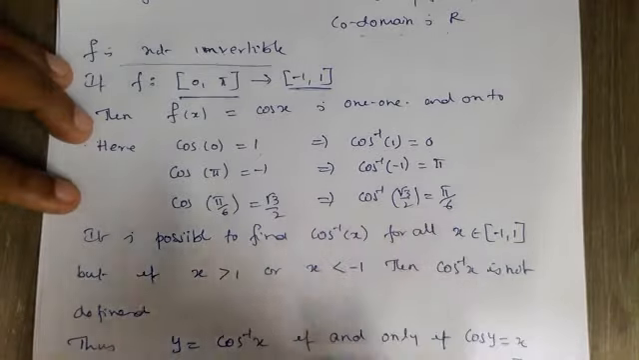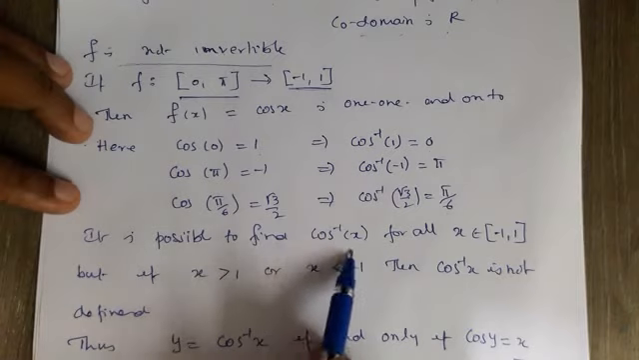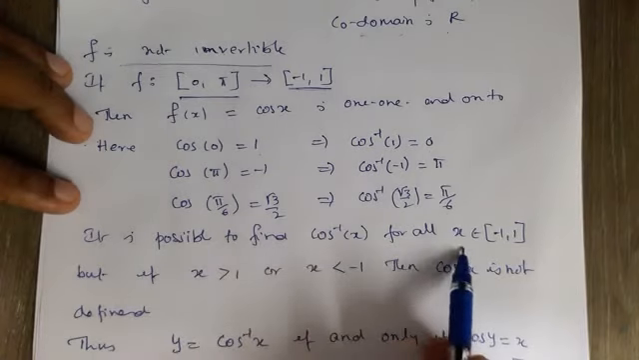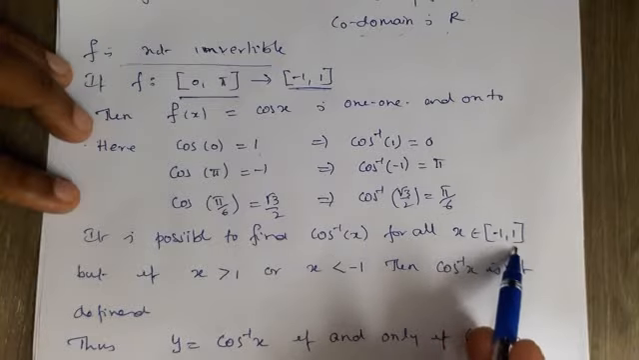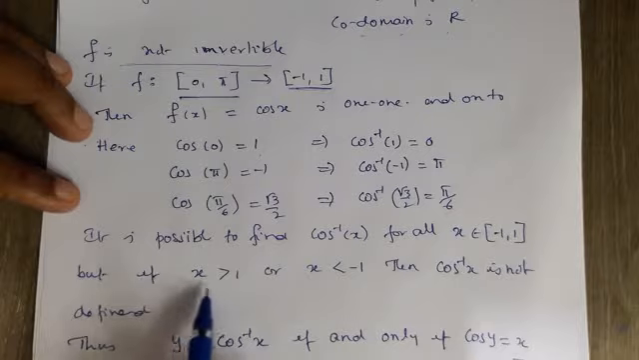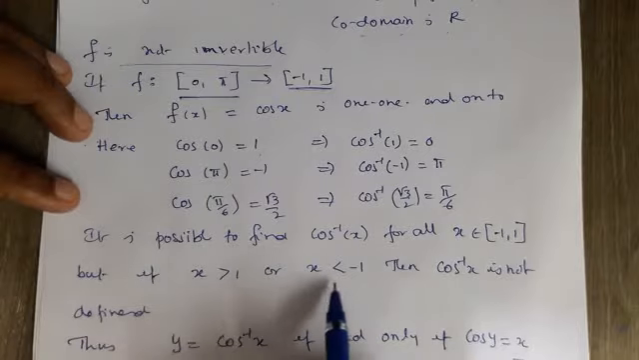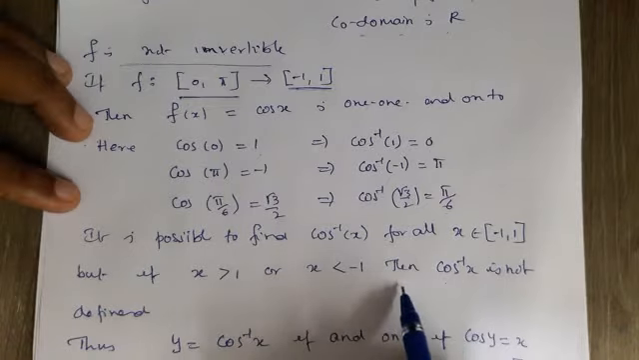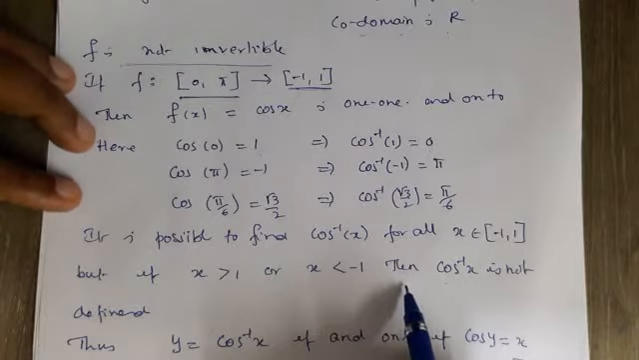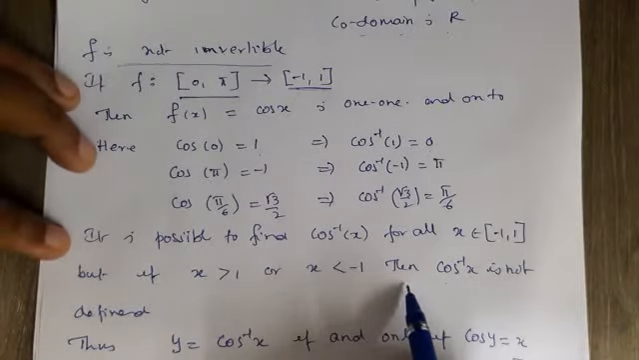Now it is possible to find cos inverse x for all x belonging to the interval minus 1 to plus 1. But if x is greater than 1 or less than minus 1, then cos inverse x is not defined. You should know this result. If the question is asked to find cos inverse of 2, it is not defined because 2 is greater than 1.